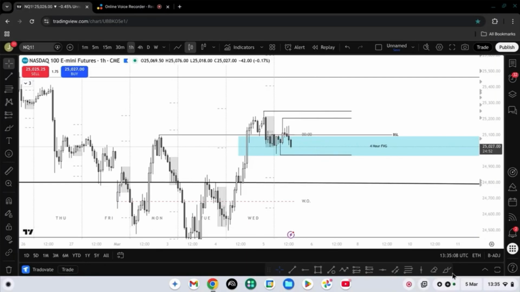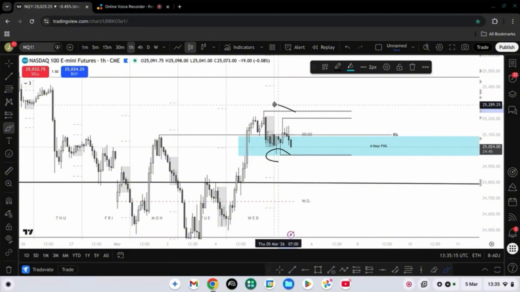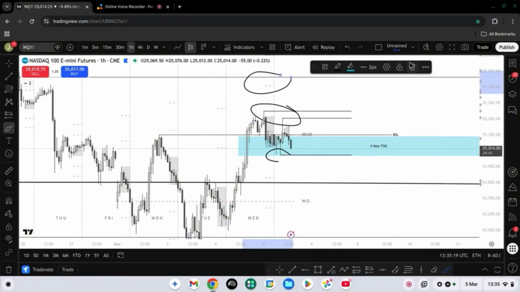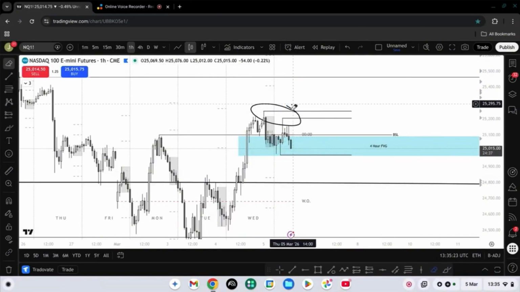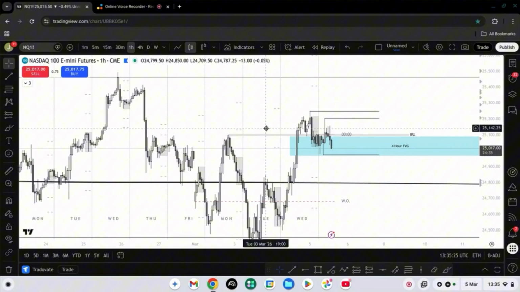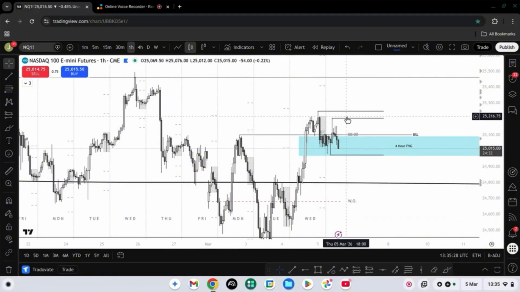What I'll also look out for is if we took out this low and had a bullish swing failure pattern, I would look for longs back up towards these two highs. I probably wouldn't trade any higher because, again, my high time frame bias is bearish, so I wouldn't go any higher than that. But I would be willing to trade long to those two highs.